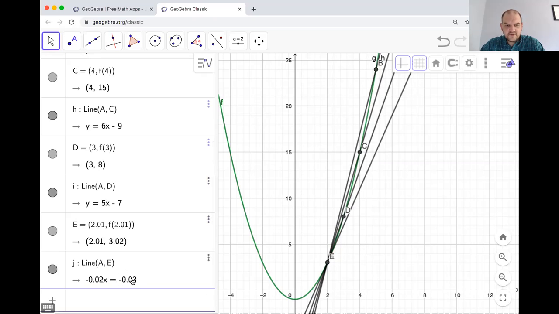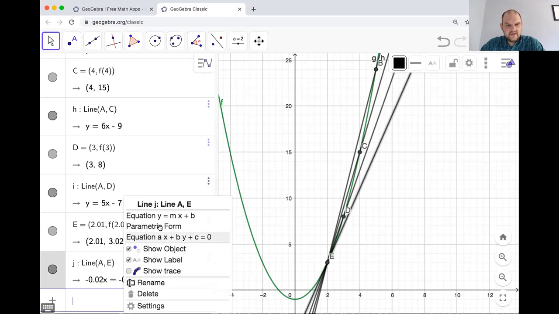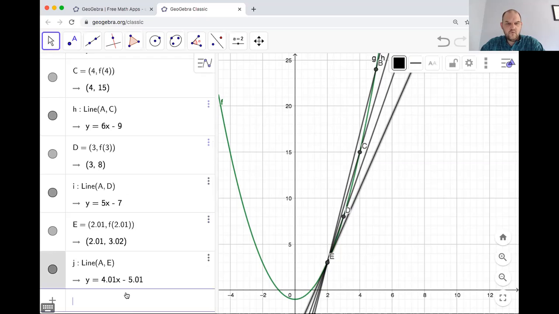A to E, there's no y. It's like a weird, almost vertical line. What is that? Do this. What was that? I have no idea. That was weird. Look at that slope, basically 4. The closer that I get to 2, the closer the slope gets to 4.